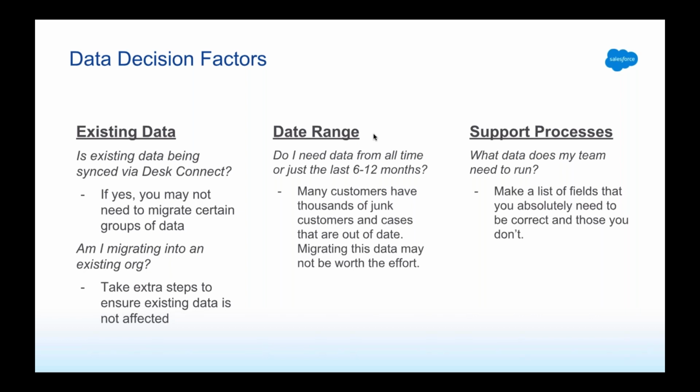And then the third decision factor is the support processes. What data does your team need to run? This is more about thinking about the metadata, the custom fields, what rules and external systems you are using to run your support team on a day-to-day basis. And so when you do run your migration, what fields will you need to make those processes run?